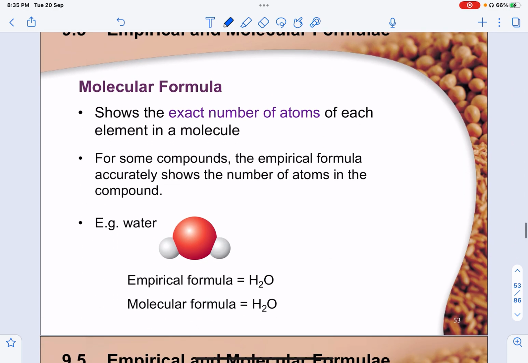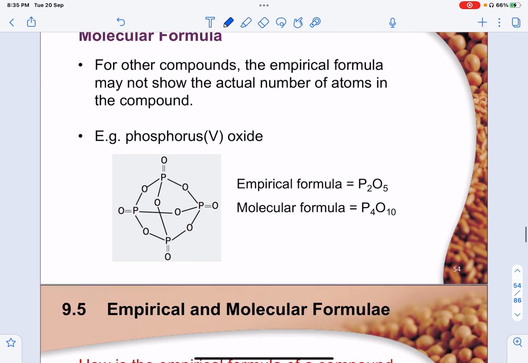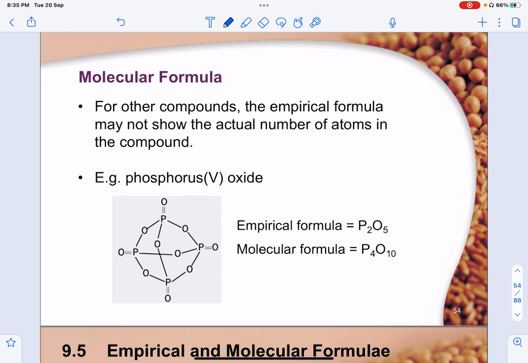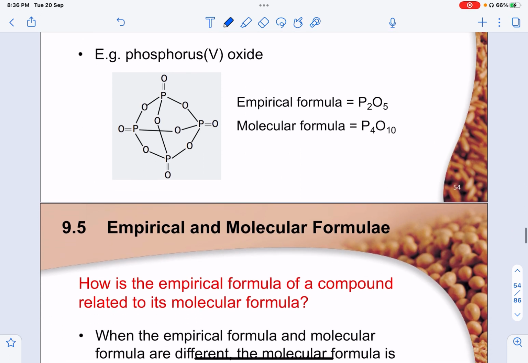However, when you work with more complex ones, like for example H2O, where the molecular formula shows the exact number of atoms of each element, for some of these compounds the empirical formula would have already shown the number of atoms in the compound. But for others, the empirical formula may not show the actual number of atoms in a compound. For example, phosphorus(V) oxide, where you can see that the empirical formula is P2O5. However, the molecular formula is P4O10. So when you write it down, we can see that P4O10 can be divided by 2 for each of the atoms, resulting in P2O5.